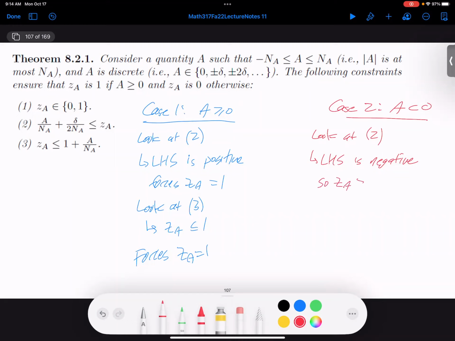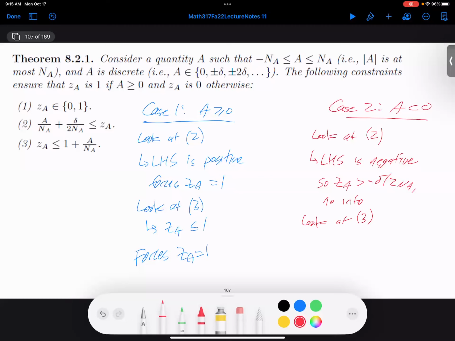So Z of A is greater than negative delta over 2NA, so no information. Either 0 or 1 work here. All right, well, let's look at 3. If we look at 3, what must be true about 1 plus A over NA? It's strictly less than 1 because A is negative.